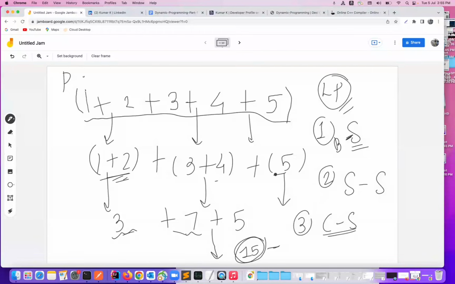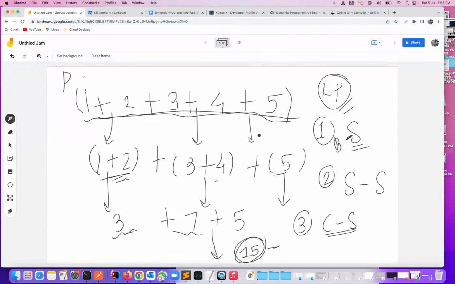So there are three steps. This is what basically DP is all about. Take a large problem, break it into smaller parts, then solve those smaller parts individually, then using some strategy combine the solutions of the smaller parts to finally get the answer to the original larger problem.